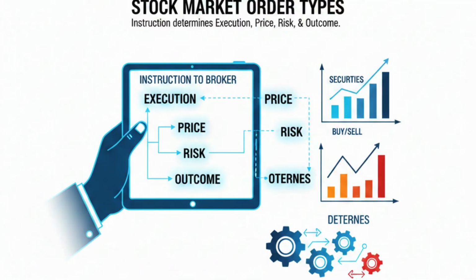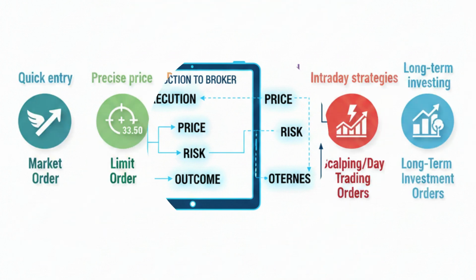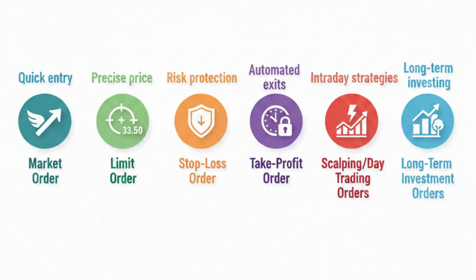Let's begin. What is an order? In the stock market, an order is simply an instruction you give your broker to buy or sell a security. But how you instruct the broker determines the execution, the price, the risk, and the outcome. Different order types exist because traders have different goals: quick entry, precise price, risk protection, automated exits, intraday strategies, long-term investing. Let's break them down one by one.